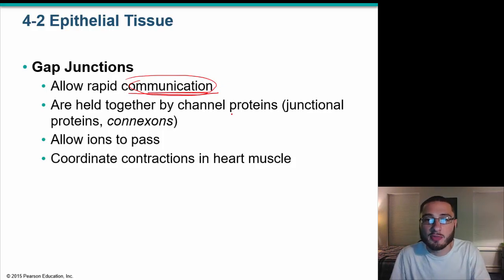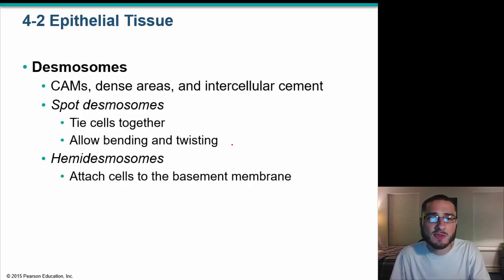Gap junctions are held together by specific proteins, which we call channel proteins, and they allow ions or molecules to pass through. It coordinates contractions in the heart muscle. So you're going to see these gap junctions in the muscles of the heart. And then desmosomes, you have these cellular adhesion molecules. These are adhesives, adhesion molecules.